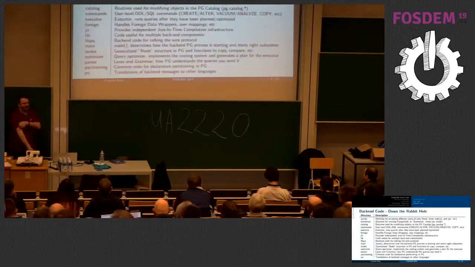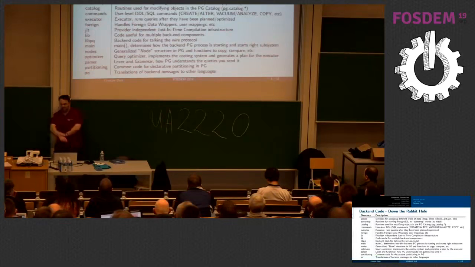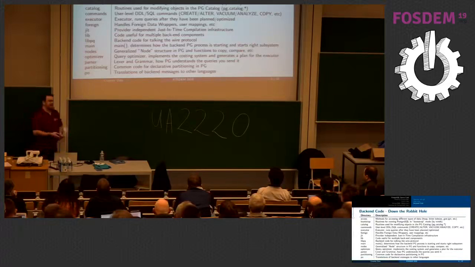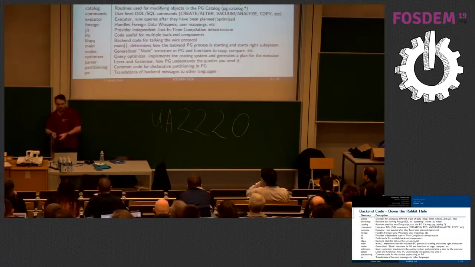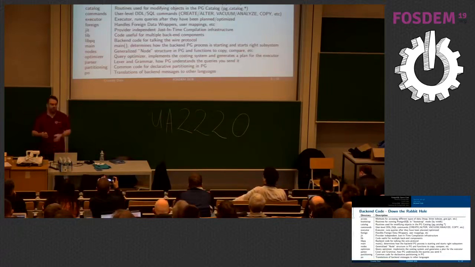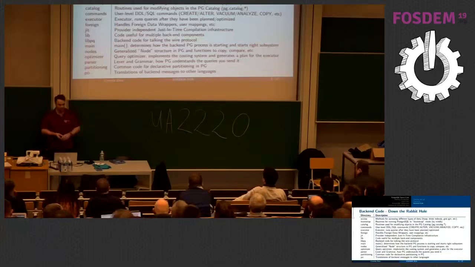All right, so let's start talking about the back-end code of Postgres. All right, so these are all of the different directories that exist inside of that src/backend directory. This is all server-side code, and they all have different components. They do different things, right? So let's start talking about them.